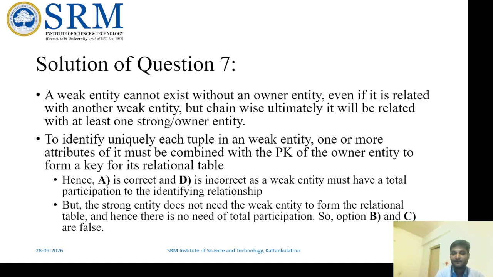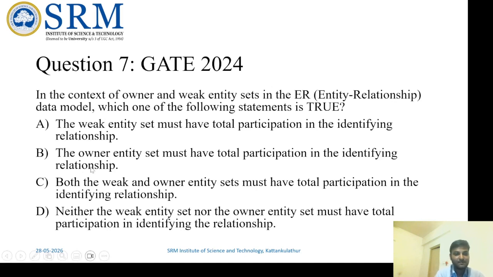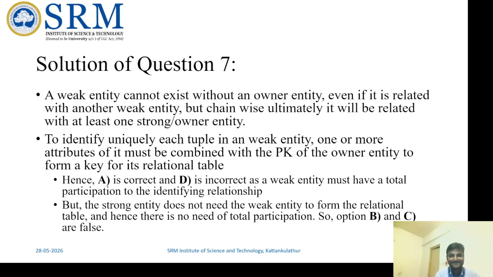Okay, so this statement C, both the weak and owner entity sets must have total participation in the identifying relationship, is false, because the owner entity must not have total participation. The weak entity may have, obviously. B is also incorrect in this context. B, the owner entity set must have total participation, is completely wrong. The weak entity set must have total participation, and it is right. So option A is correct. Okay.